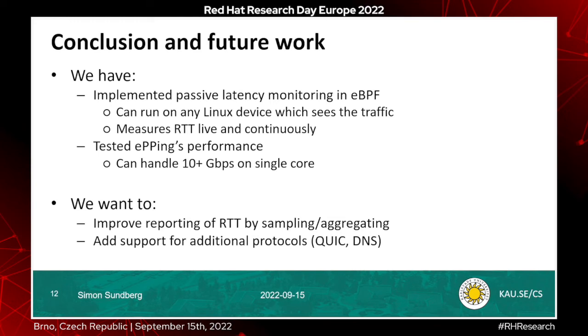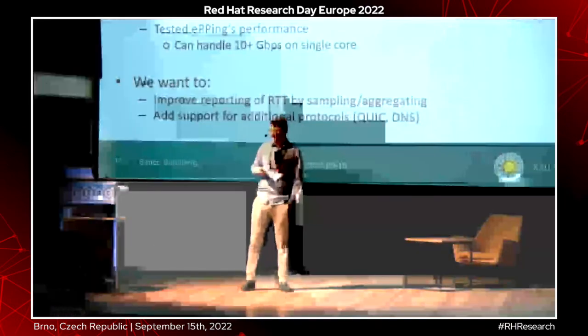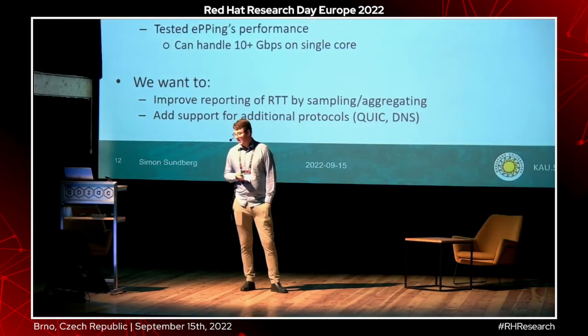I'll skip the summary for time concerns, but basically this is what we have done, and in the future we want to improve ePPing by improving the way we report this RTT. Instead of reporting individual samples, we want to sample and aggregate them in some meaningful way to reduce the overhead a bit and get some more meaningful output out of it.